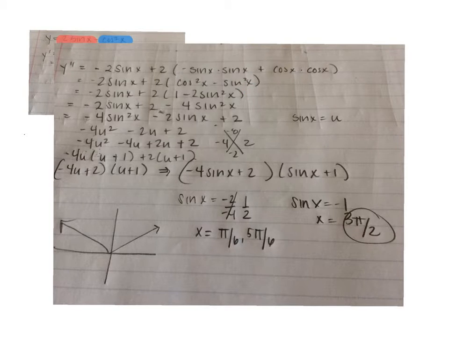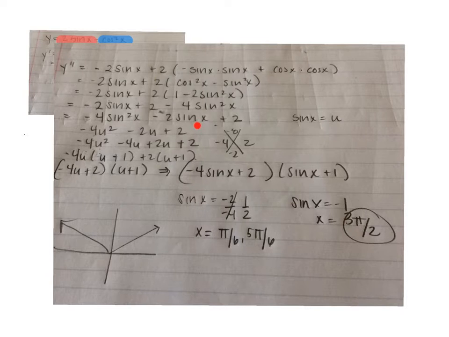I distributed out that 2, and I get -2 sine x plus 2 minus 4 sine squared x. And then I'm stumped. But I realize I've got an x squared, an x, and a whole number, and I think, gosh, this looks a lot like a polynomial. So let me go ahead and do a simple substitution: sine of x equals u. So it looks like this.